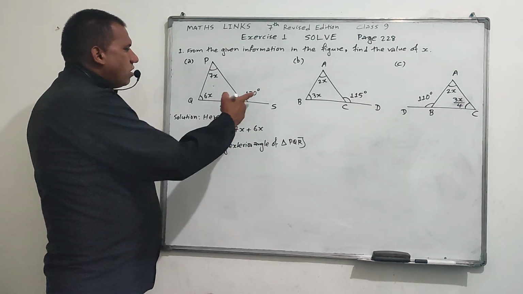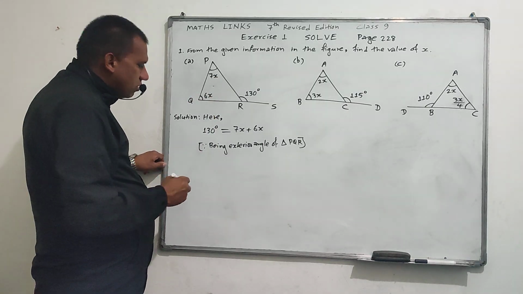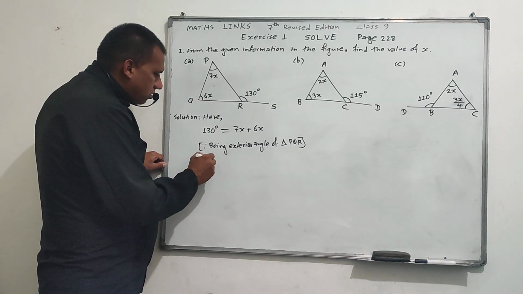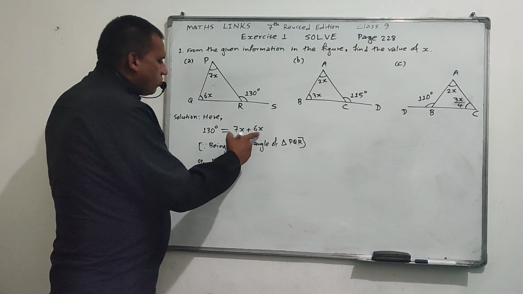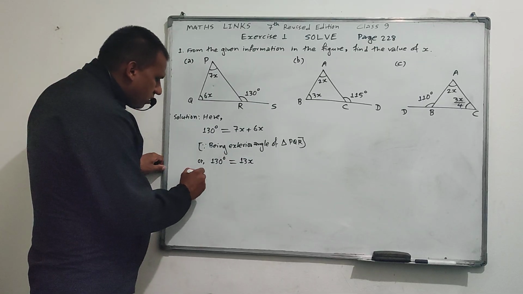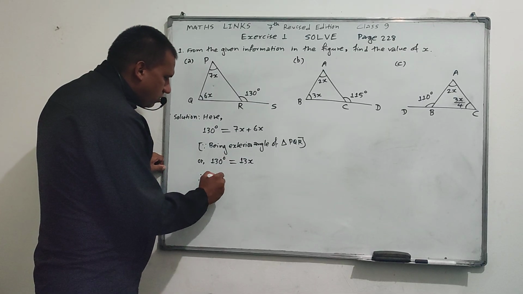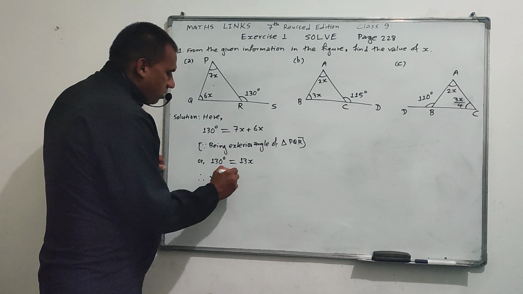We know exterior angle equals the sum of two opposite interior angles, or 130 degrees equals 7x plus 6x, 13x. Therefore, x equals 130 divided by 13. So, x equals 10 degrees.